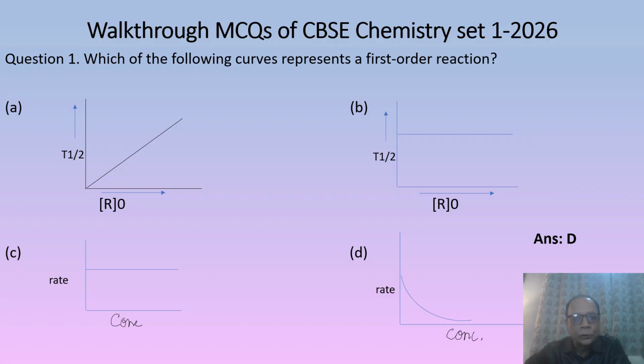And there are 4 options. The first one is wrong. The T half does not start from 0. T half is not constant as the rate of reaction increases, because this is not a zero order reaction. The rate is constant with the concentration in a zero order reaction, not in a first order reaction. So therefore the answer is D.